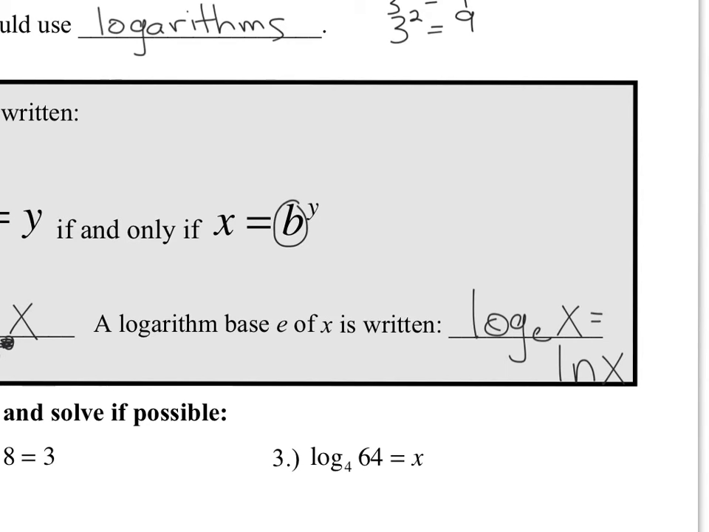This is actually called the natural base, or the natural log. Again, it's just ln. It's on your calculator, so possibly you can evaluate them if you're asked to.